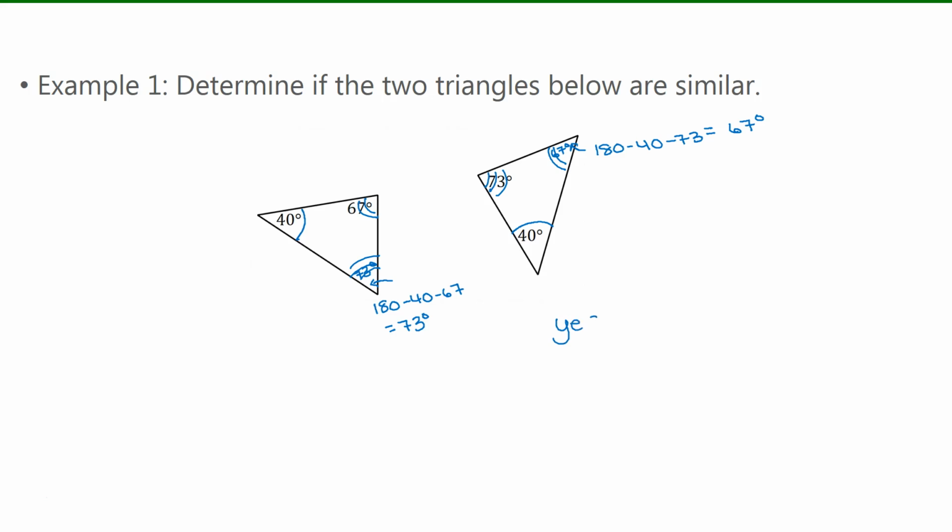So I'm going to say yes, since corresponding angles are equal.